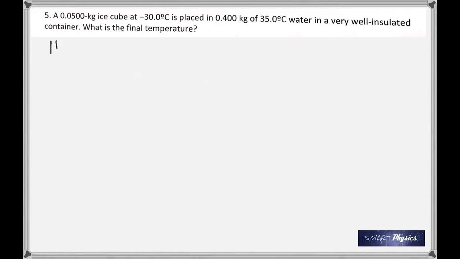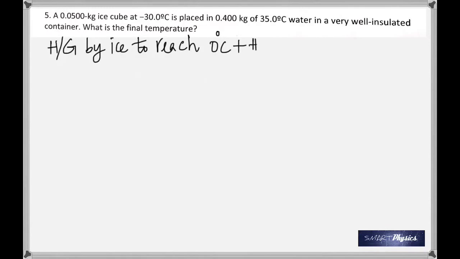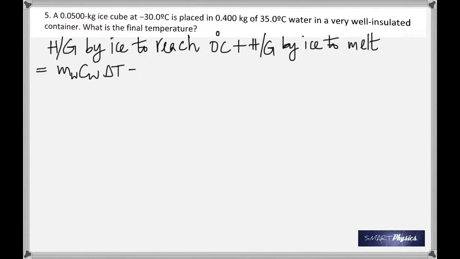Therefore, the heat gained by ice to reach 0 degrees Celsius from negative 30. That is just heating up of ice, and then after that the heat gained by ice to melt. So the first one, heat gained by ice to reach 0, is its mass times, now that must be the specific heat of ice, not water. Specific heat of ice times change in temperature plus heat gained by ice to melt is mass times latent heat.